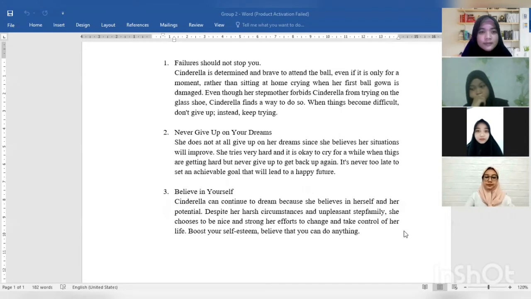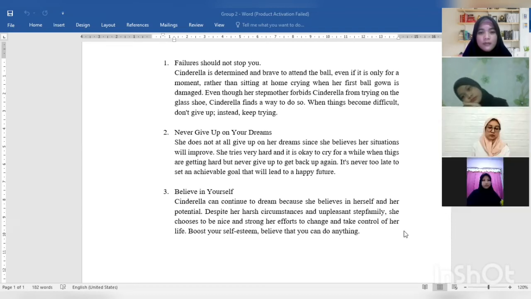All right, I will read the result of group two. The first one is failures should not stop you. Cinderella is determined and brave to attend the ball, even if it is only for a moment, rather than sitting at home crying when her first ball gown is damaged. Even though her stepmother forbids Cinderella from trying on the glass shoe, Cinderella finds a way to do so. When things become difficult, don't give up. Instead, keep going.